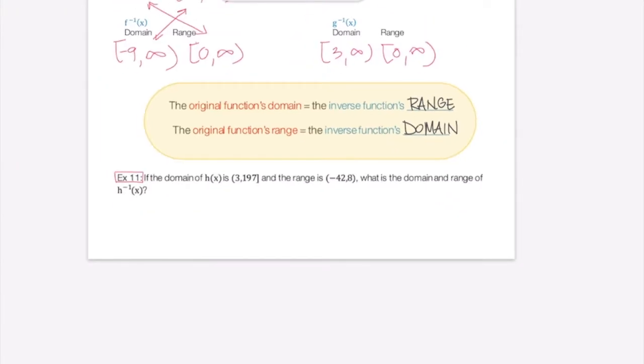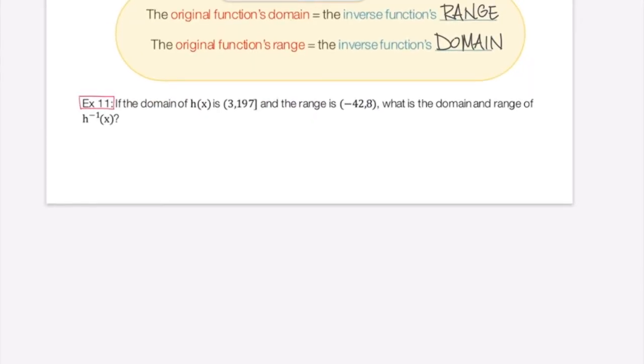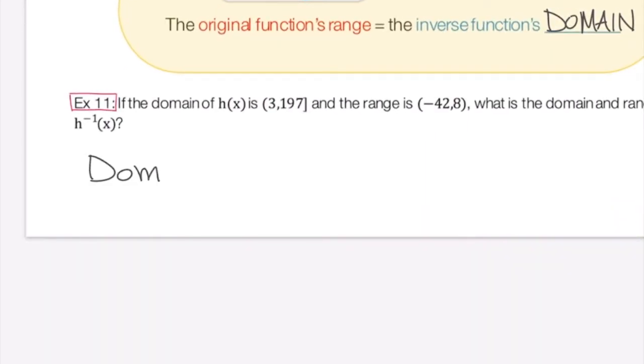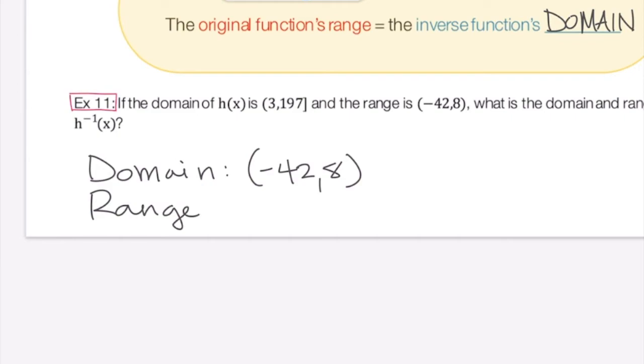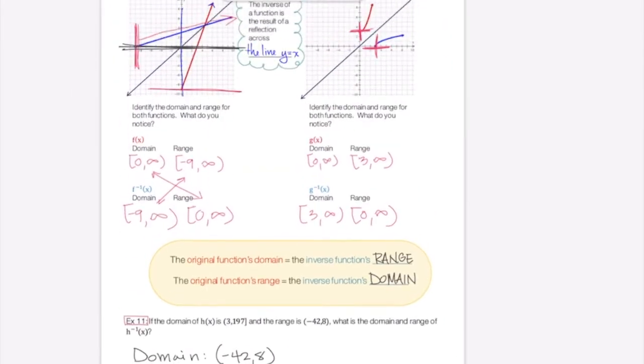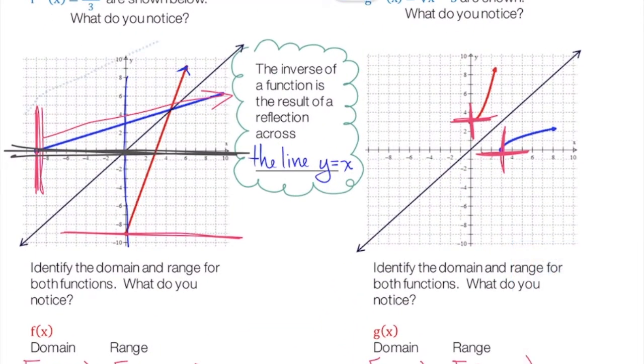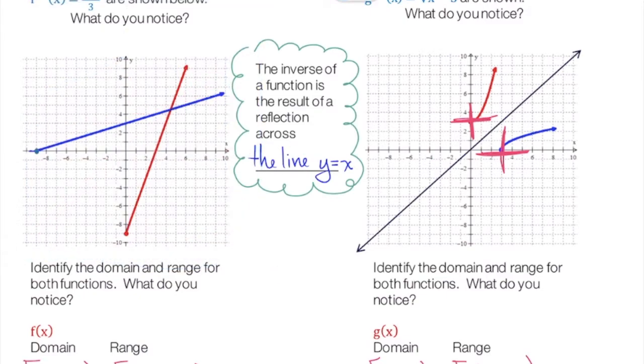So if we were to look at example 11, it says if the domain of h of x is 3, 197 and the range is -42.8, what is the domain and range of the inverse of h of x? Well, all we got to do is reverse them. So the domain of the inverse is going to be the range of the original, and the range of the inverse is going to be the domain of the original. Okay, so we're going to go back to those 3 examples, and I just want you to remember that inverses are always reflections across the line y is equal to x.